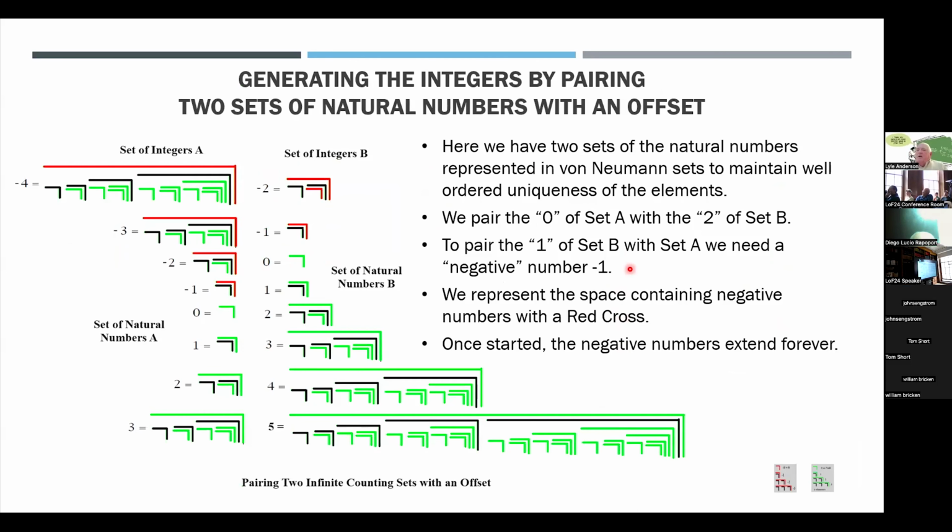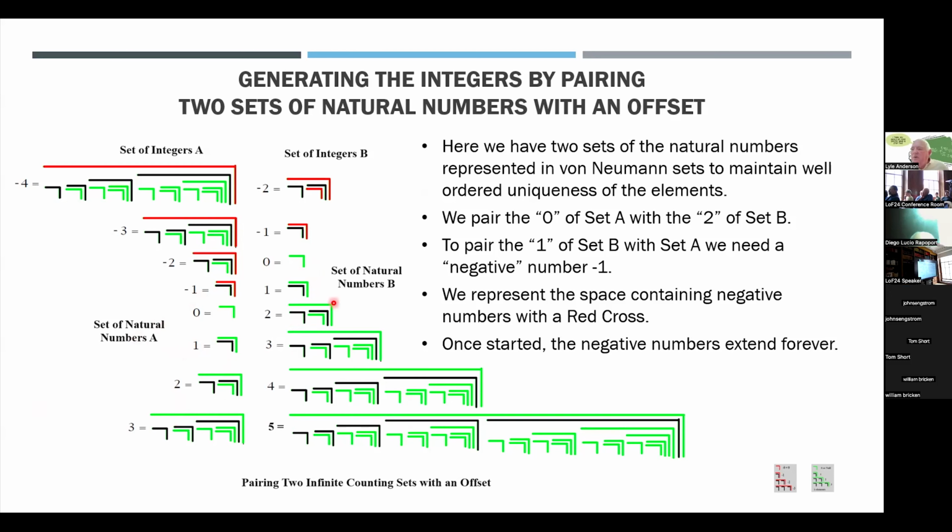Now, where do we get the negative numbers? Well, assuming that we've got set theory and we've got the idea that you can pair sets. So we have two sets of natural numbers, 0 through whatever, as far as you can go. And we want to pair them so that the 0 element of the natural numbers A set is paired with the 2 of the natural numbers B. And so that's fine. 1 goes with 3, 2 goes with 4, 3 goes with 5.